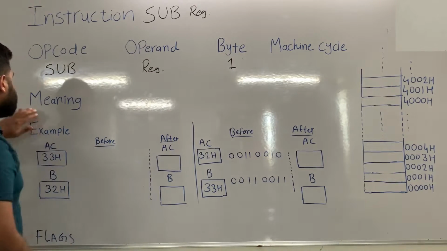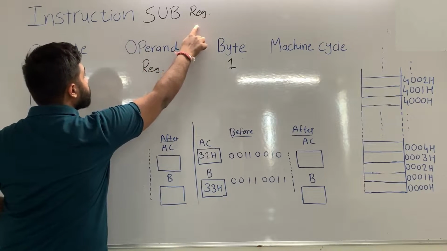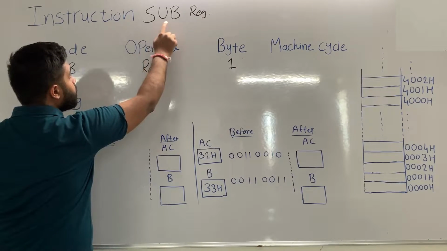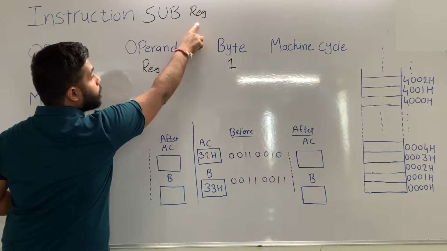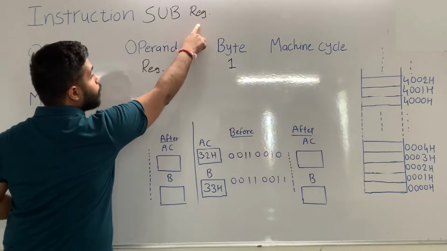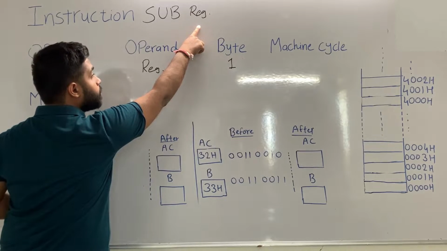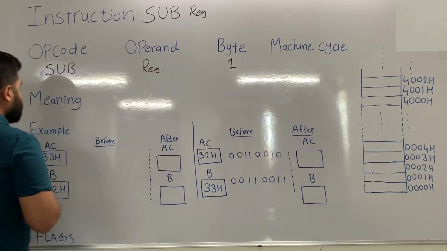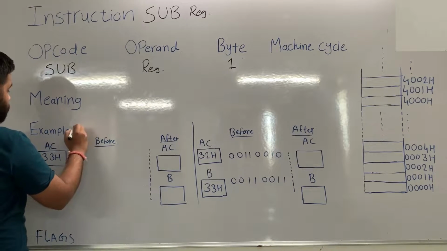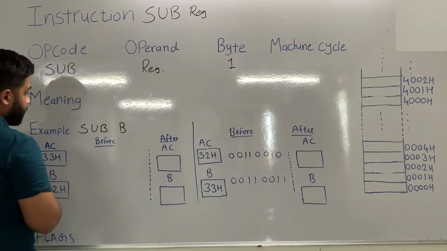Now let's discuss the meaning of this instruction. The instruction is SUB register. It means subtract content of register from accumulator. I am repeating, subtract content of register from accumulator and answer will be stored in the accumulator. Let's see one example. Suppose the example is SUB B.